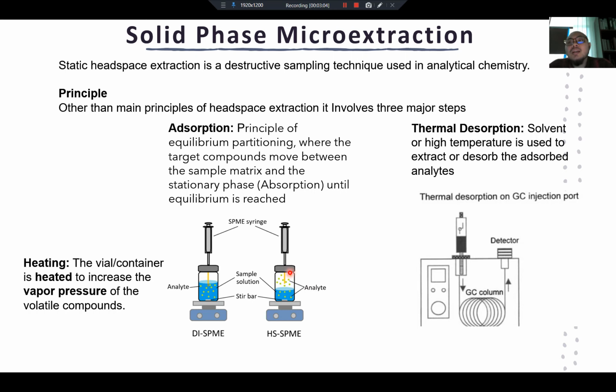Of course, the fiber also has a maximum limit of how much it can absorb, so it also has an equilibrium. Then you can extract the fiber and run it under GC by desorbing the analyte under thermal desorption. This is much more common, so you don't need a thermal desorption unit and don't need to have additional cost on that. You only need additional cost for the SPME fiber.